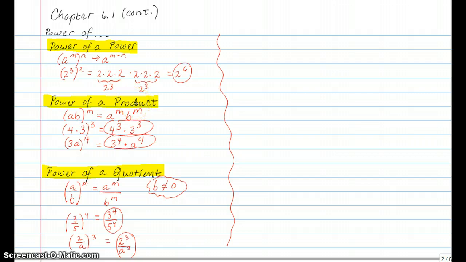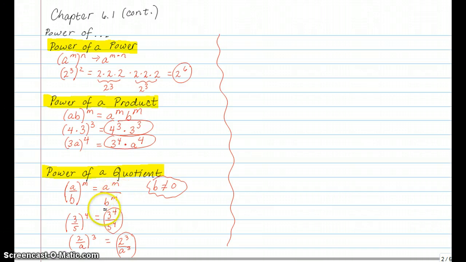Now again, these are all the power of. So now we're doing power of a quotient. Well, quotient is going to be something divided by something. Here we have A divided by B. And when you do the power of a quotient, you're taking it to a power. So A divided by B is being taken to the power of m, which is simplified as A to the m power over B to the m power.